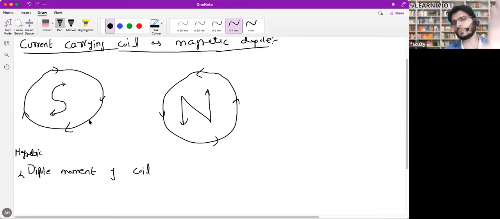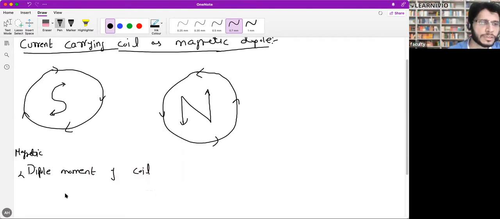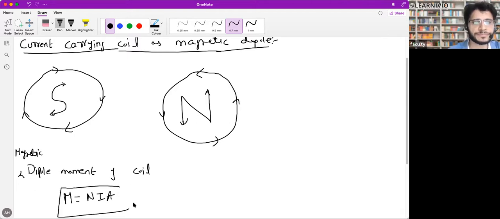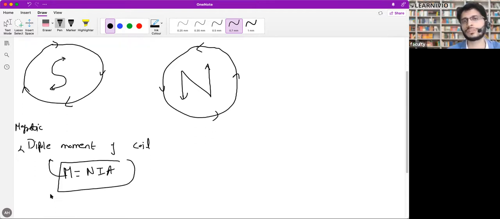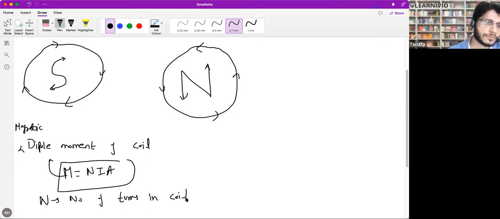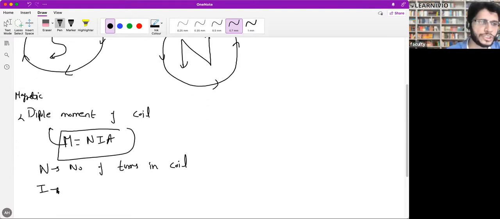Just like electric dipole moment, we have magnetic dipole moment. The formula for calculating magnetic dipole moment is NIA. Let's see what is N, what is I, what is A. N is the number of turns in the coil. So if you have a coil with 100 turns, then N is 100. I is the current through each turn. A is the area of the coil.